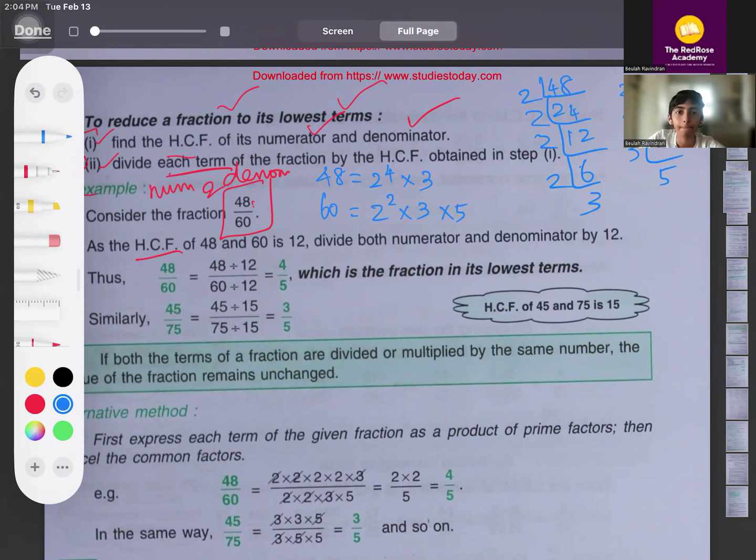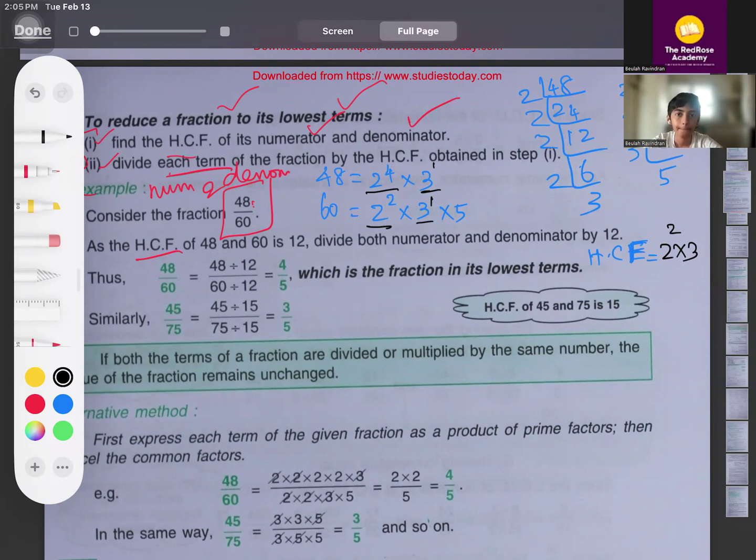So what is the HCF? In HCF, you must find the highest common factor. That means you must find what is common. Out of the common factors, you need to write the least power. So what is the least power? 2 square. And 3 is common, but both have power 1, so you can write it once. 5 is uncommon, so leave the uncommon. In HCF, you consider only the least power of the common term.